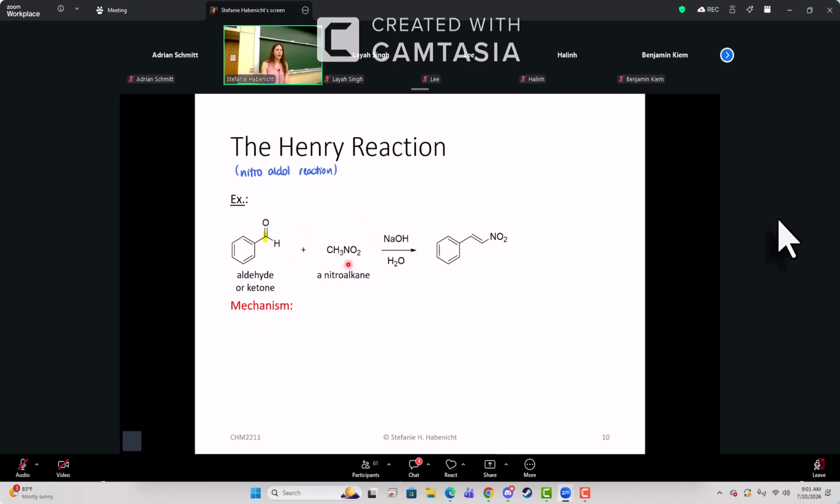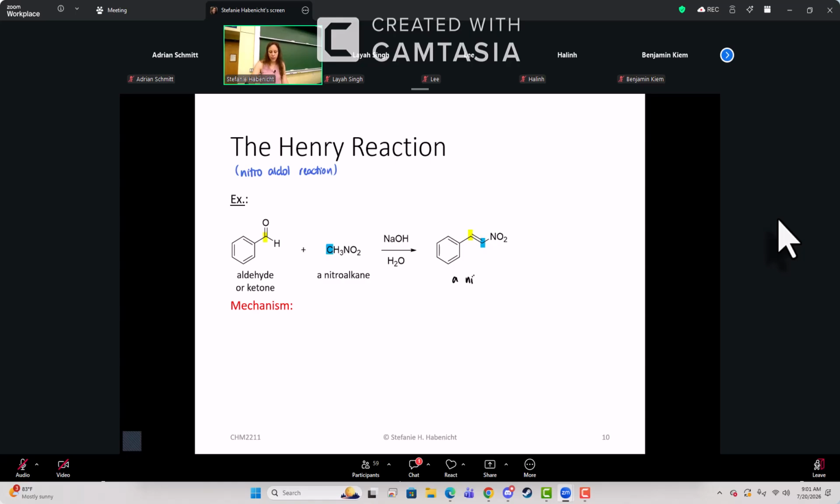So you can use nitromethane, but you can also use other nitroalkanes, nitroethane, nitropropane, stuff like that. All right, and so your nitroalkane will ultimately give the nucleophile. How that works, we'll look at shortly. And if we take this reaction through to the end, we're also going to end up with a double bond with a nitroalkene product.